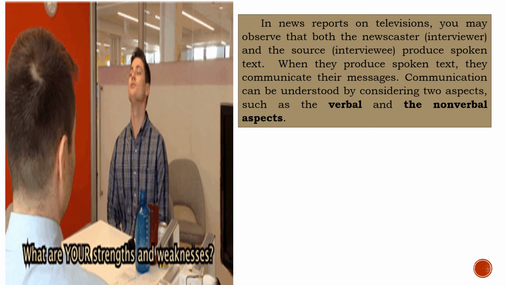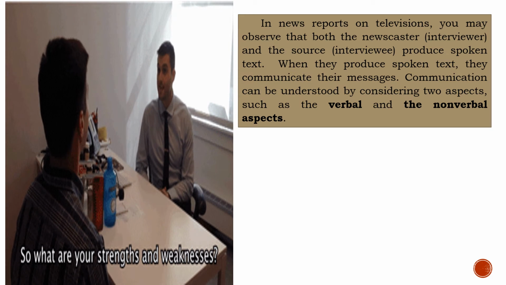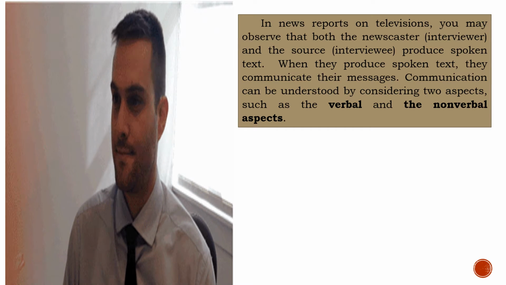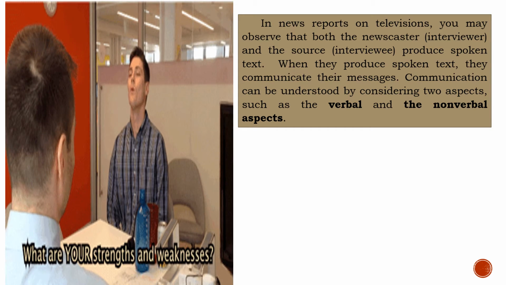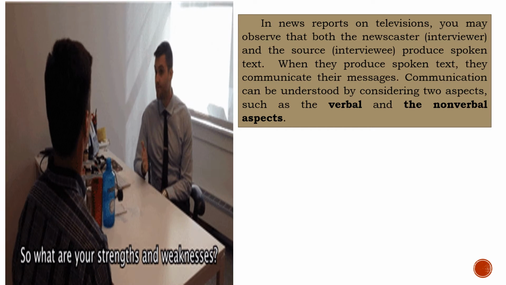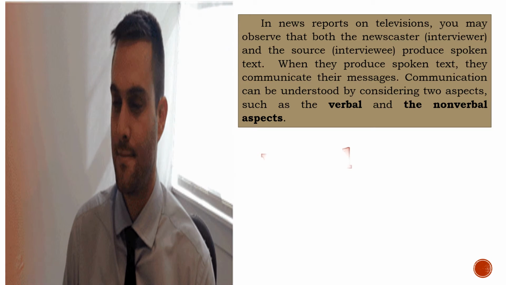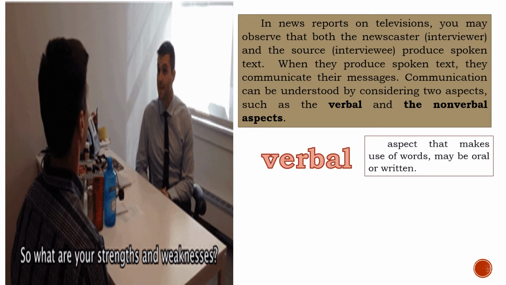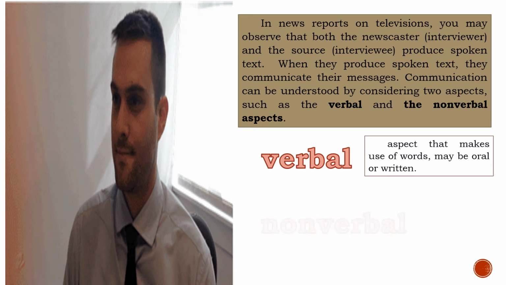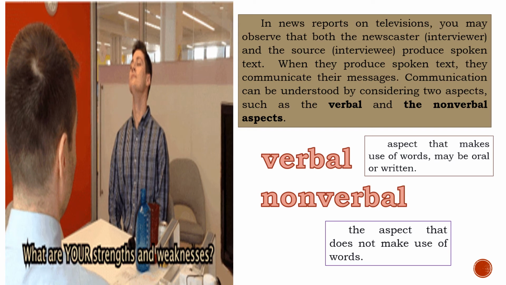In news reports on television, you may observe that both the newscaster, the interviewer, and the source, the interviewee, produce spoken text. When they produce spoken text, they communicate their messages. Communication can be understood by considering two aspects, such as the verbal and the non-verbal aspects. What is verbal aspect? This is what makes use of words and may be oral or written. When we say non-verbal, this is the aspect that does not make use of words.